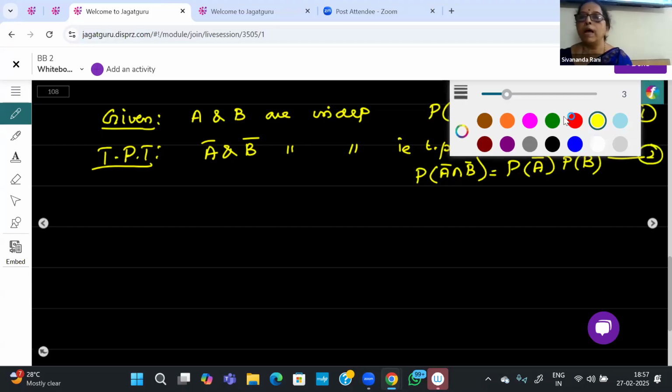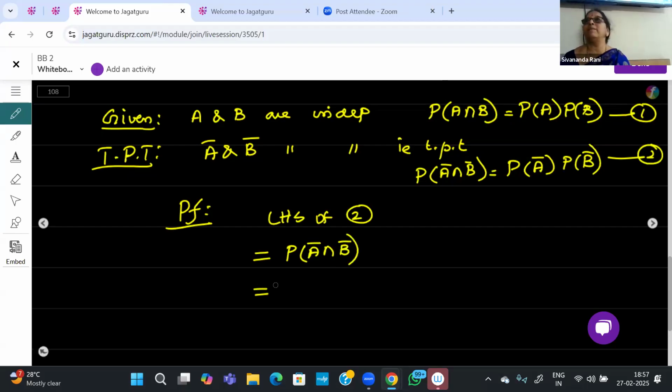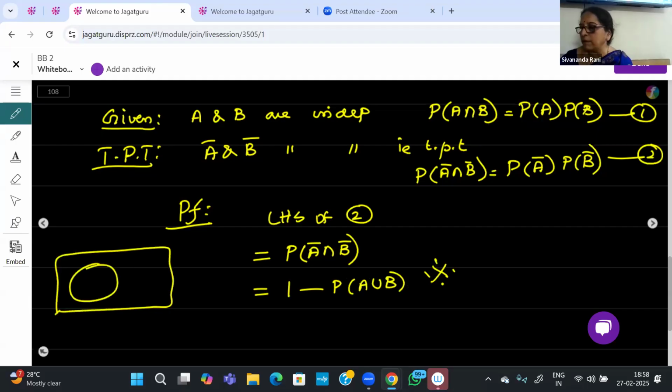In the proof, I'll be taking the LHS of 2, P of A bar intersection B bar. Okay, who's going to tell me what this is? Because there lies the important step forward. 1 minus P of A union B. Very good. Yeah, I like this. 1 minus P of A union B. Of course, we can also find this out from what? Your Venn diagram. A bar intersection B bar.